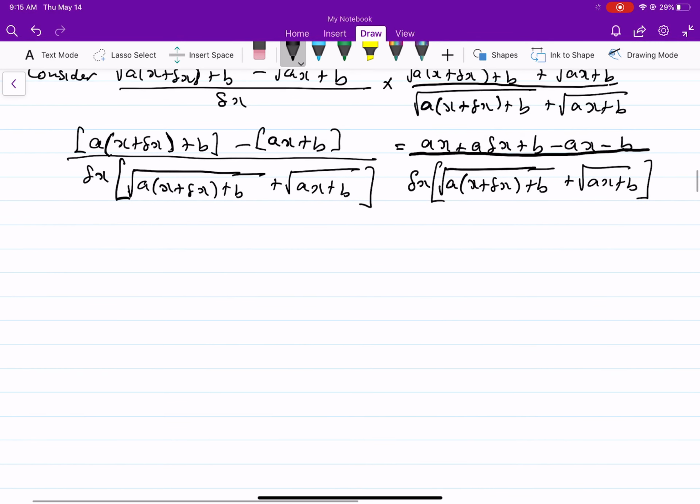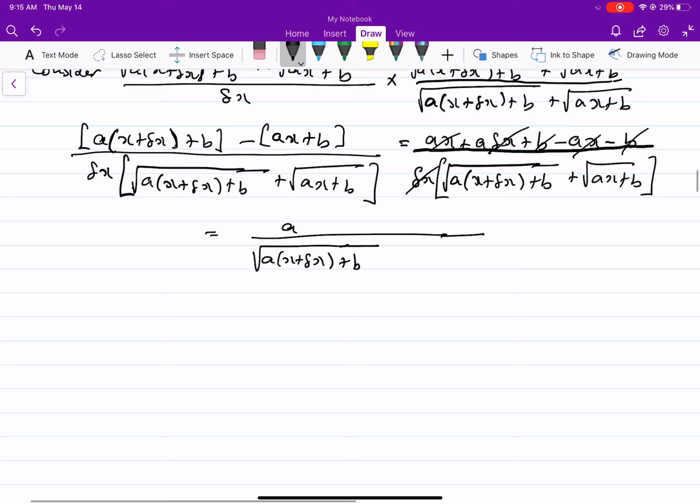So let's see what cancels out. Ax goes out with minus ax. B goes out with minus b. So 4 terms go out. What's left? A times delta x. The delta x will go with that delta x. What's left on top? A alone, all upon the root of a into x plus delta x plus b, and then plus the root of ax plus b.